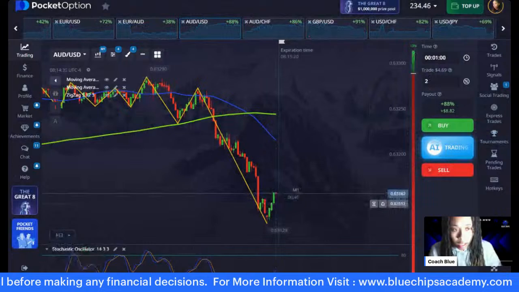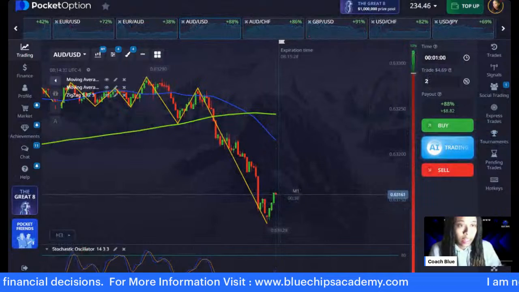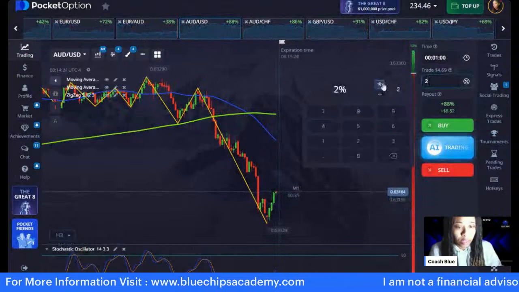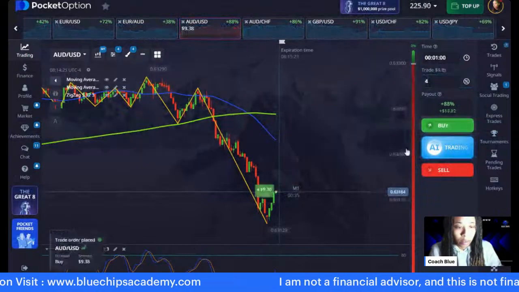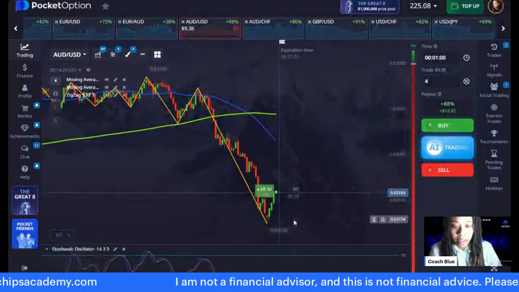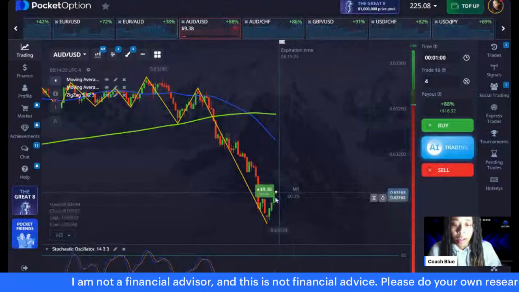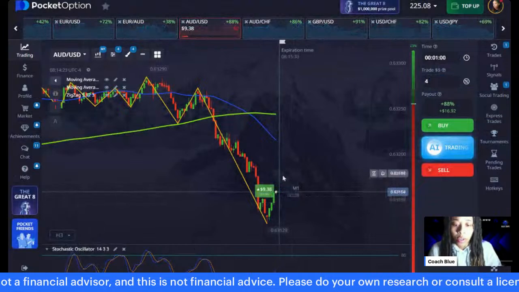I think I like this one, guys. I didn't close the other one, so I'm going up to 4%. Okay, so I'm just going times 2, and then I'm going to go ahead and get into that buy right there for AUD USD. Okay, so I'm in a buy for AUD USD. So why did I decide to get into that buy?